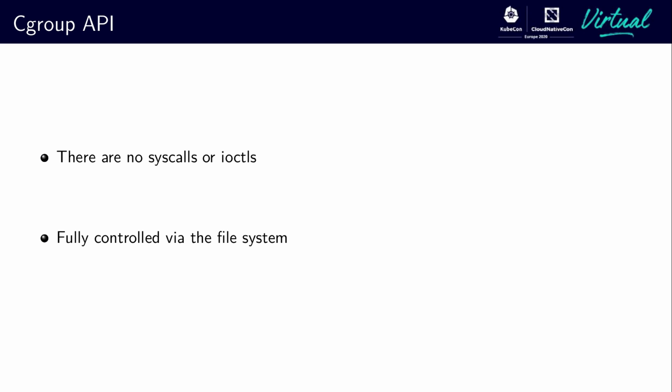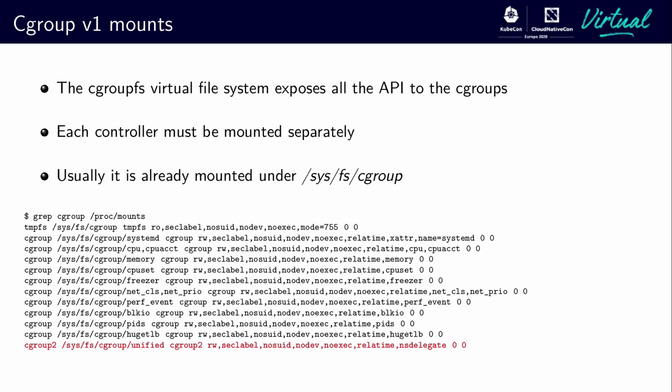So setting cgroups for a process is not an atomic operation. There are no syscalls or IOCTLs to configure cgroups. Everything is managed through the file system. The cgroup file system is the API for managing cgroups. Each controller in Cgroup v1 is a different file system and must be mounted separately. Well, this is not something users must do manually. Usually the operating system takes care of setting up all these mounts.